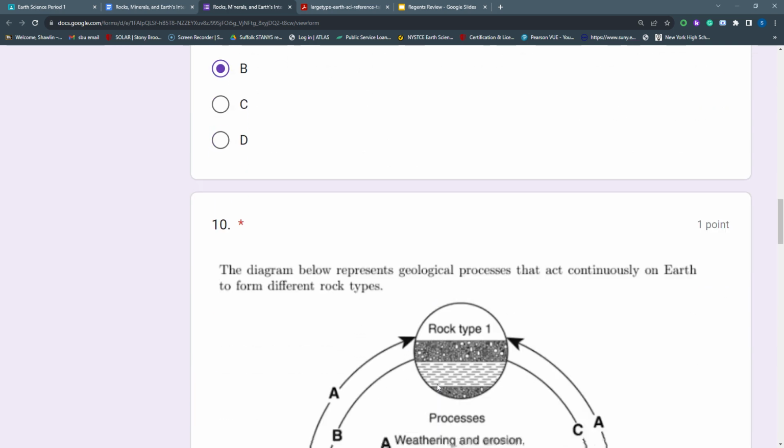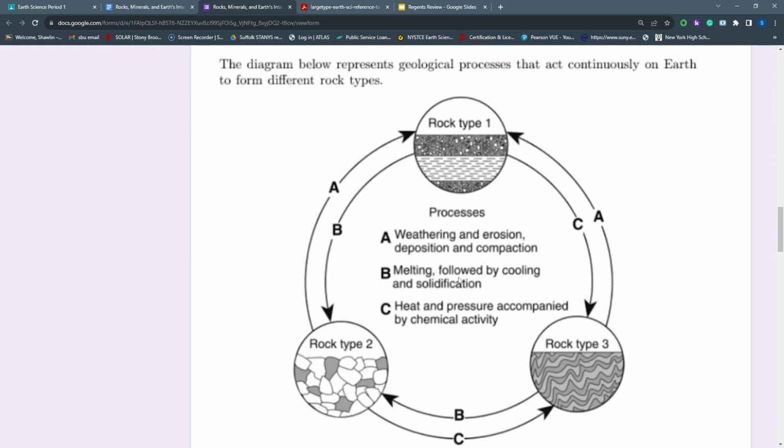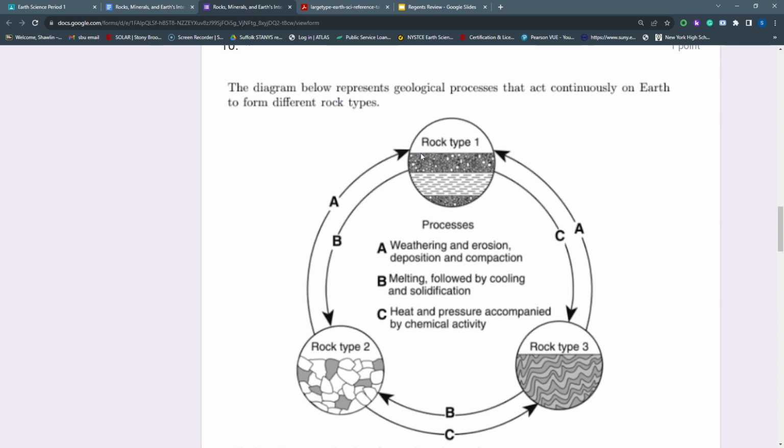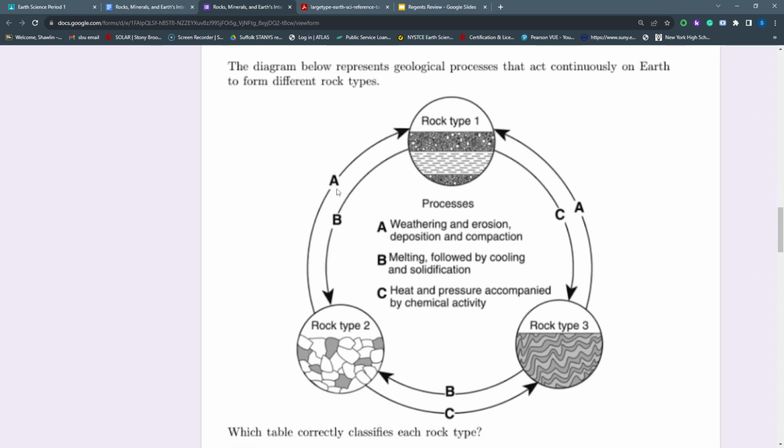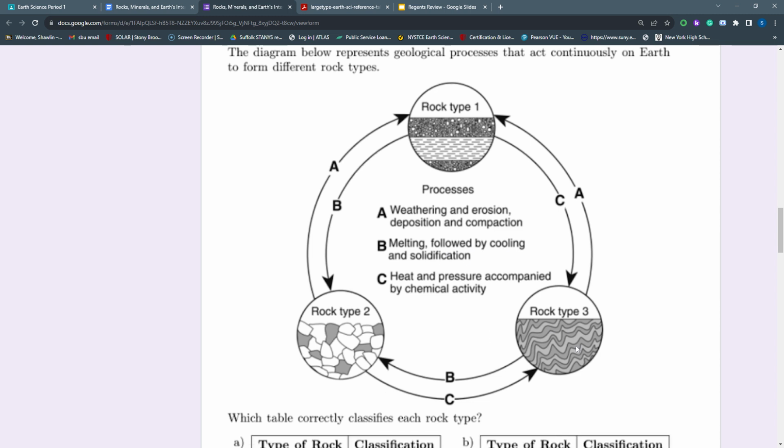All right, question 10. The diagram below represents geological processes that act continuously on Earth to form different rock types. Rock type 1 is formed from process A, which is weathering, erosion, deposition, compaction. Rock type 2 is formed from process B, which is melting followed by cooling and solidification. Rock type 3 is formed from process C, which is heat and pressure accompanied by chemical activities. Okay, and notice that rock type 3 can turn into rock type 1 by weathering and erosion again.